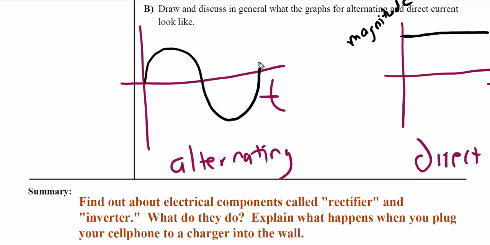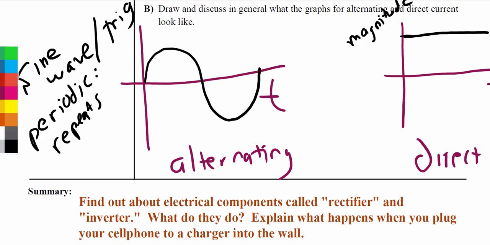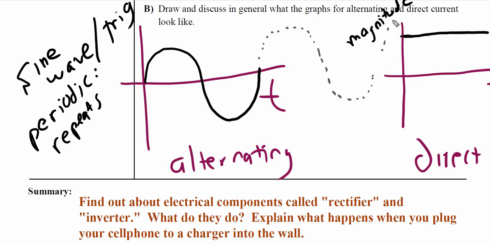Alternating current, on the other hand, looks like this. This is pretty important. This is alternating current, and this is called a sine wave, which is from trigonometry. The idea here is that it is periodic, and periodic means that it repeats. Technically, this wave would keep going like so, and keep repeating, doing that kind of behavior.